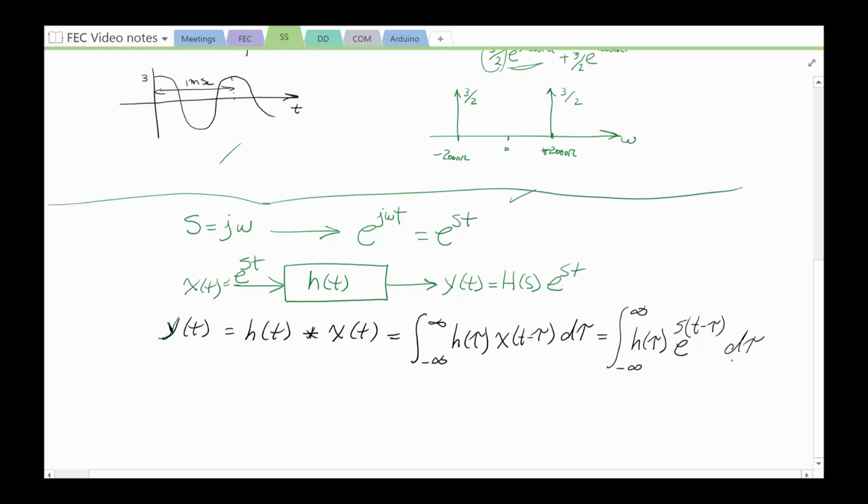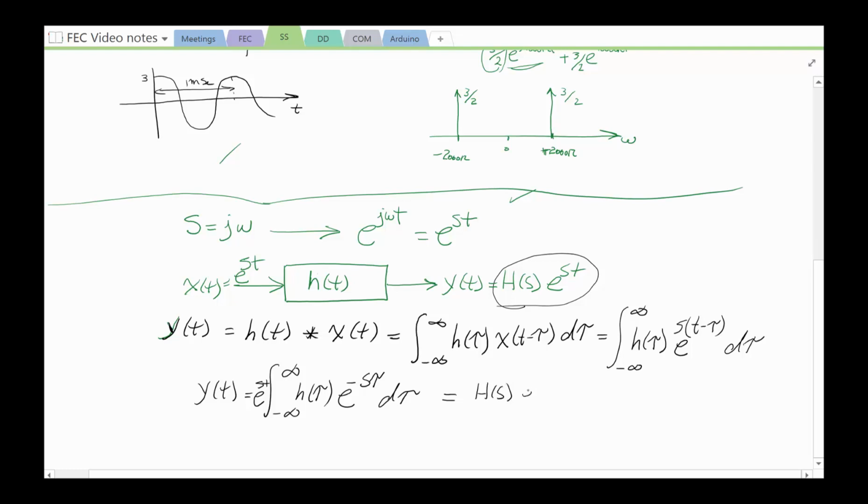Now remember, tau is the variable, which means t is a constant, so I can take all of that out of there. So my y of t gets simplified to the integral from minus infinity to infinity of h of tau e to the minus s tau d tau, and e to the st comes out. Okay, now remember, we said we'd really like our output to look like that, so great, let's go ahead and set it equal to that.